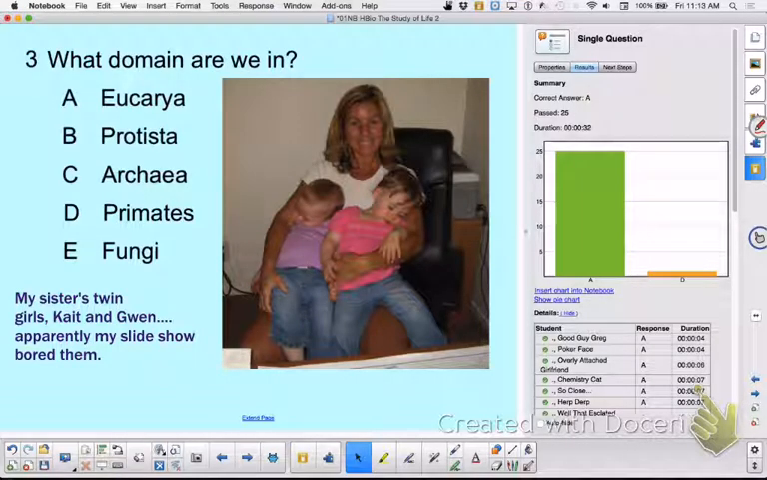Primates. Okay, so they picked primates. What classification category is primate? Order. No monkey.